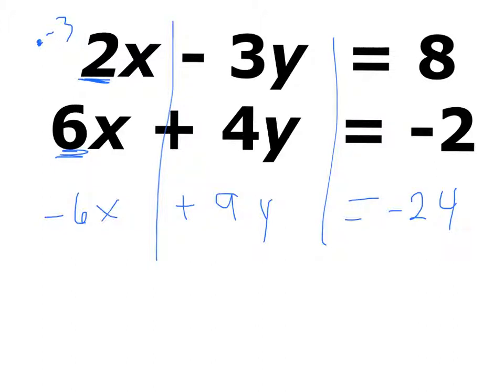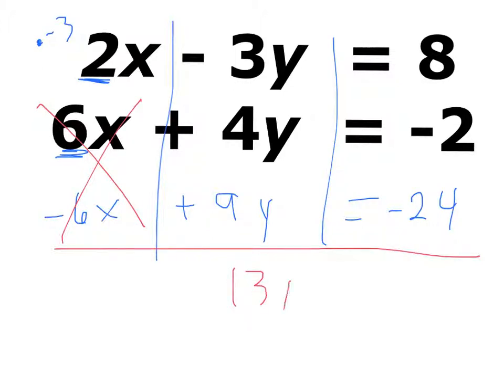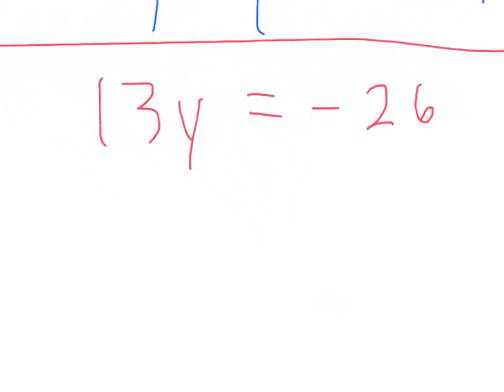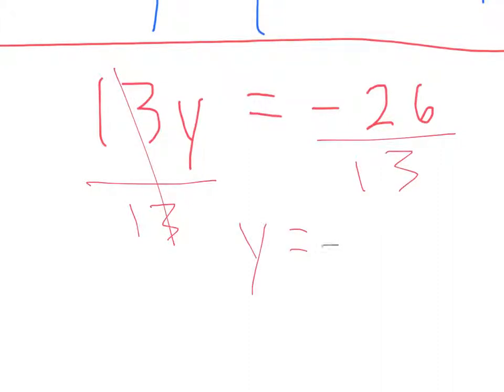Let's go ahead and add these two columns up. 6 plus -6 would give us 0, so these go away. 4 plus 9y equals 13y. And negative 2 plus negative 24, you're getting further away from 0, so that would give us a negative 26. Let's finish this off. Divide each side by 13. Those 13s cancel out, and we have y equals negative 2.